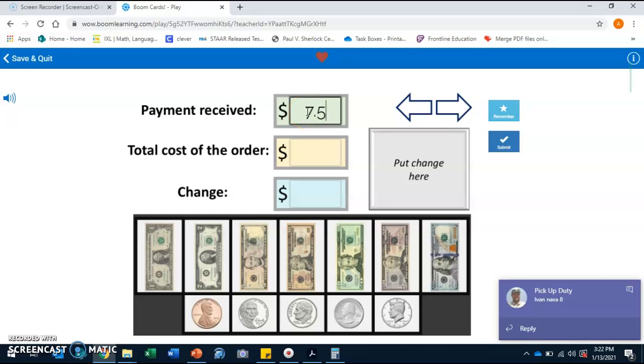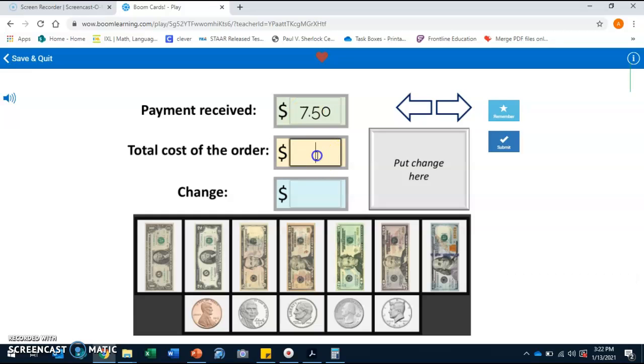So we received $7.50. How much did the whole order cost? It was also $7.50. And how much change are you going to give her? In this case, it would be none because she gave you the exact number. However, if she would have given you a $10 bill, you could do the calculations in the calculator, and then you can move the money that you would give her if there were any change.